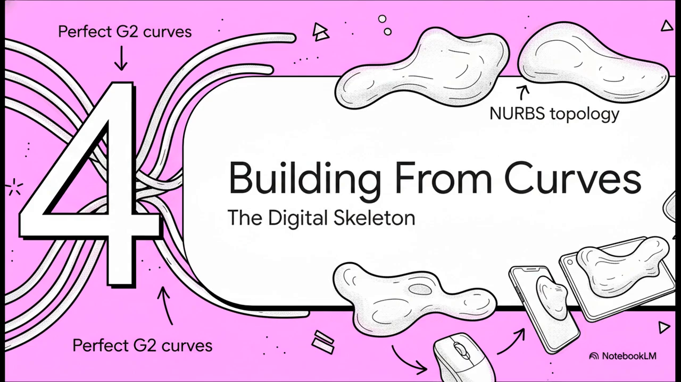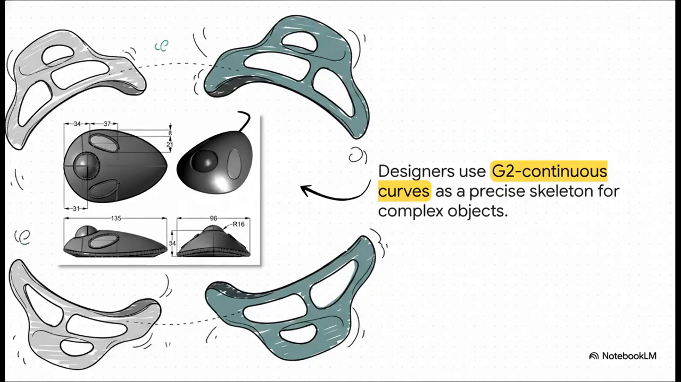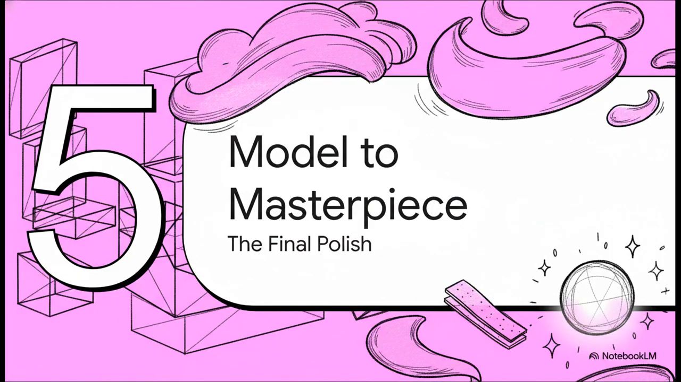Okay, let's put it all together. How do these two massive ideas, these perfect G2 curves and the digital clay of NURBS, come together to create an actual product? A project, like this trackball mouse, always starts with a framework. But it's not just any framework. Designers lay out this incredibly precise skeleton using those perfectly smooth G2 continuous curves we were just talking about. These high-quality curves define the most important shapes and make sure that the final surfaces are going to flow together absolutely seamlessly.